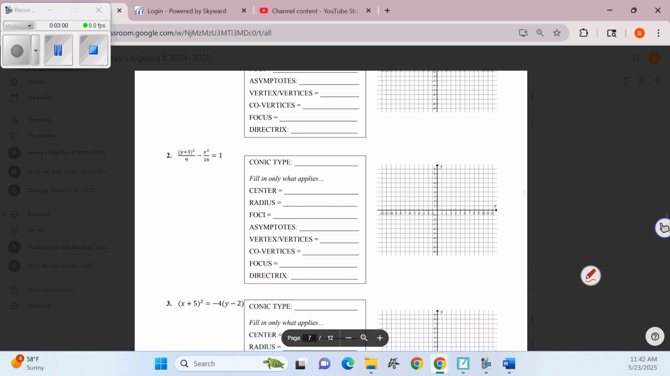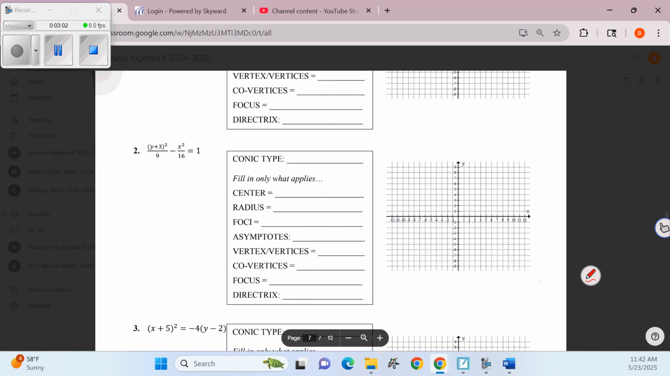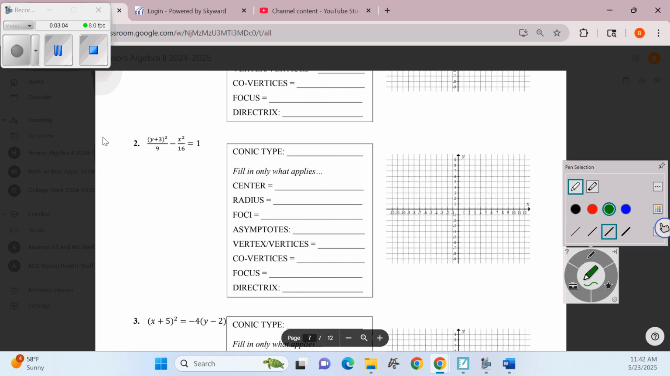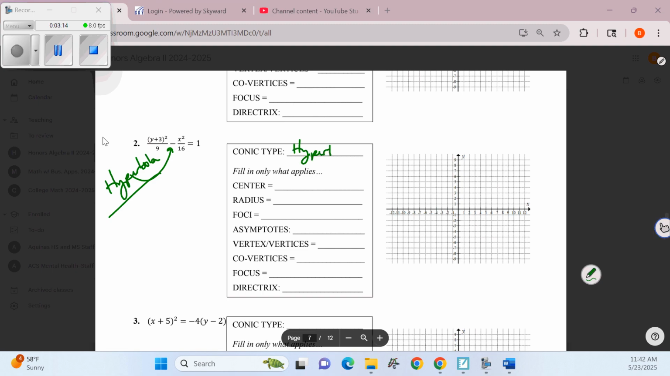Okay, number 2, in the middle. This one, again, clearly, we look for some defining characteristics. The minus sign in the middle makes this guy a hyperbola, cannot be anything else. So we have a hyperbola. The center of a hyperbola, be very careful, is the (h, k). So it kind of looks like we're going backwards. It would be (0, -3). So we can actually plot that, (0, -3).